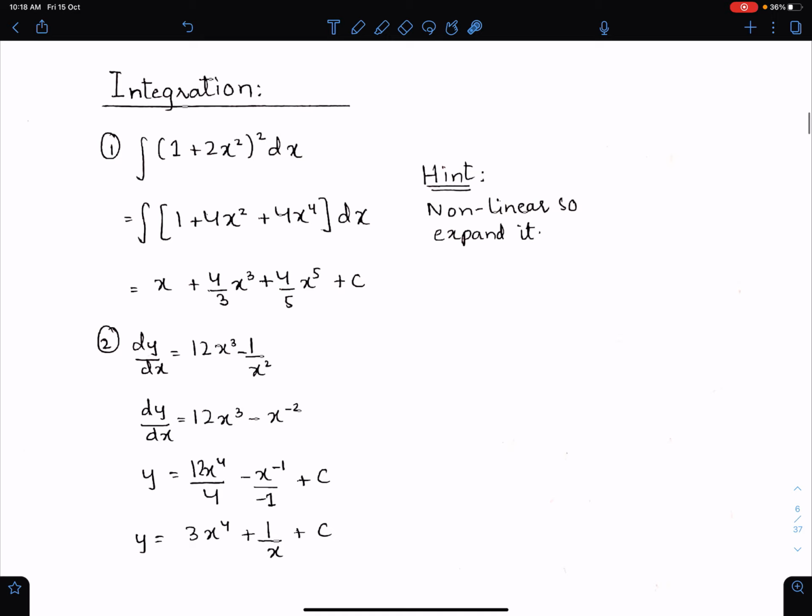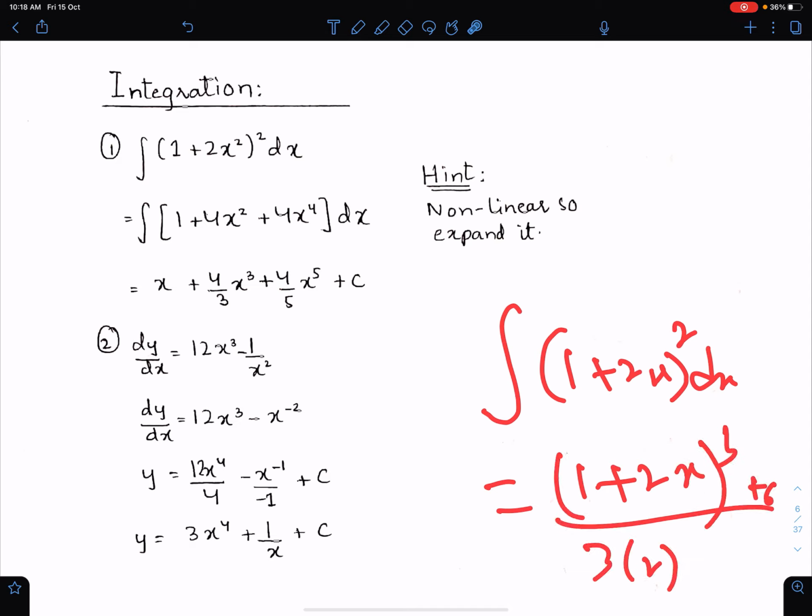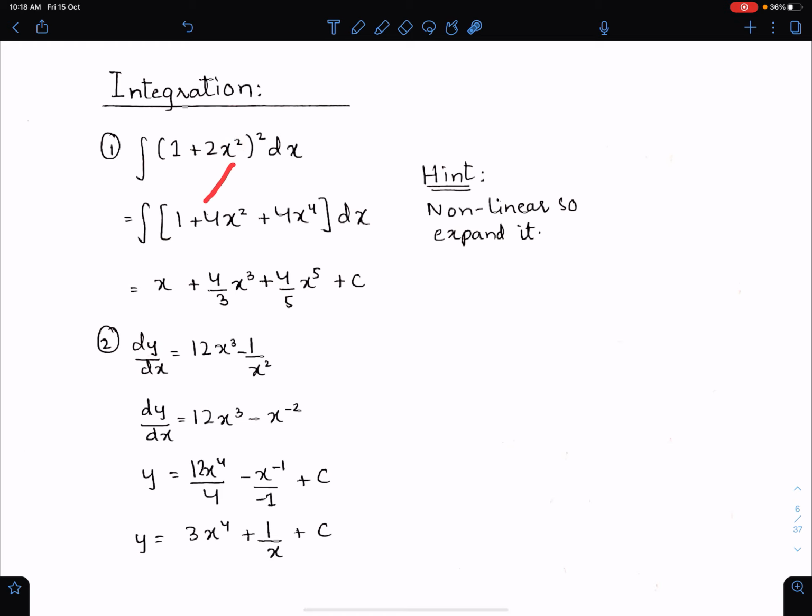Integration, the next topic. Well, since this function is non-linear because of this power 2, so you have to expand it to integrate this function. So first expand it and then integrate it, because this function is non-linear. If the function is linear, for example 1 plus 2x, then you can directly integrate it, like 1 plus 2x power 3, 3 into 2. So when function is linear, you should integrate it directly. But when function is non-linear, then always expand it and then integrate it.